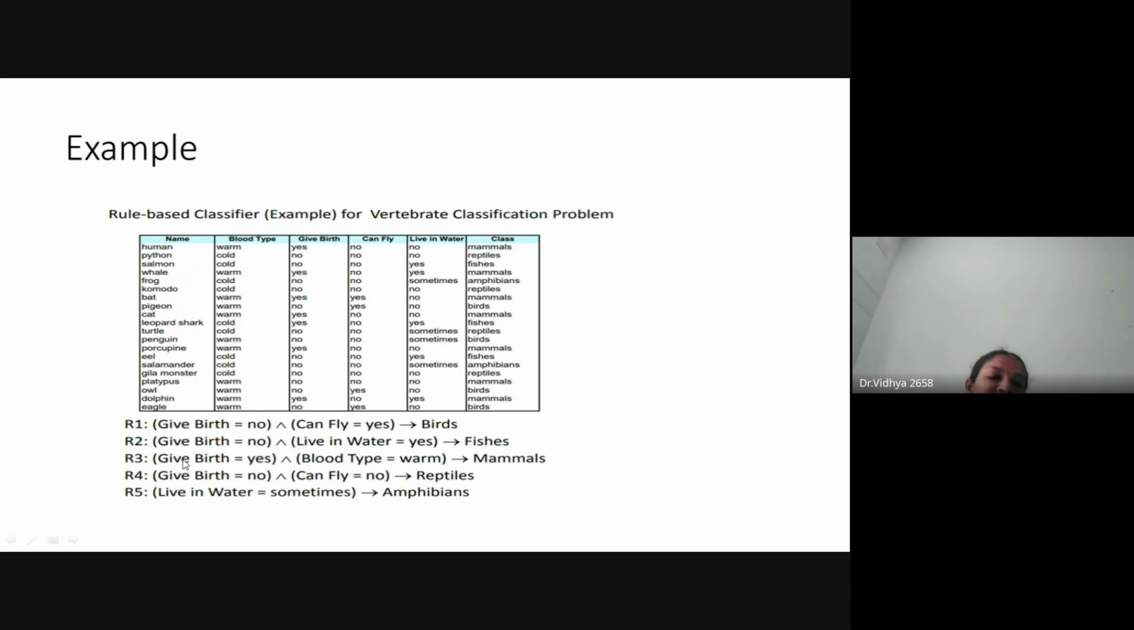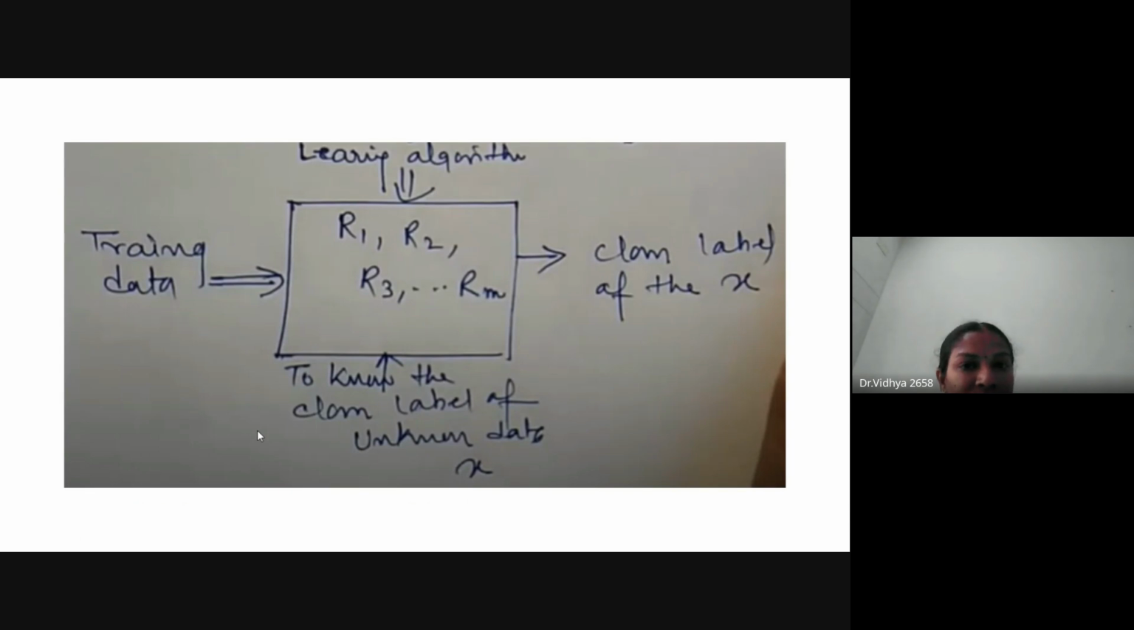Here the rules are given: give birth equal to no, and can fly equal to yes, then you can say that it is a bird. Give birth equal to no, then live in water equal to yes, then you can say that it is fish. Similarly, we can have the rules for representing each and every data. Depending upon that condition, the outcome will be decided. Okay, so this is the condition, where we have the training set, and it is given along with the algorithm.